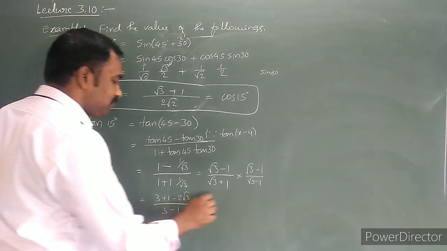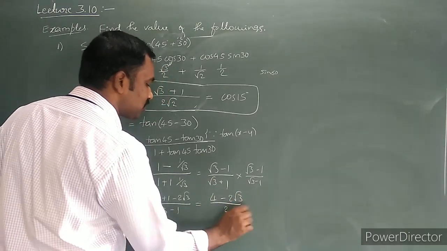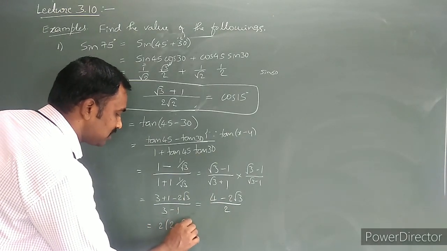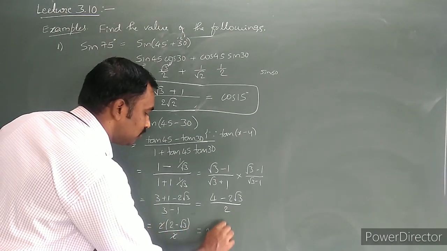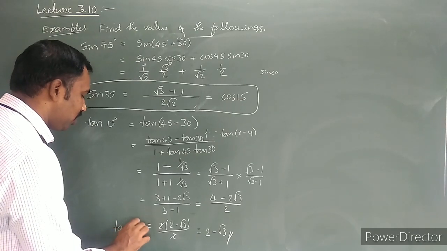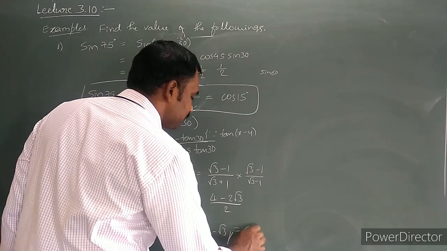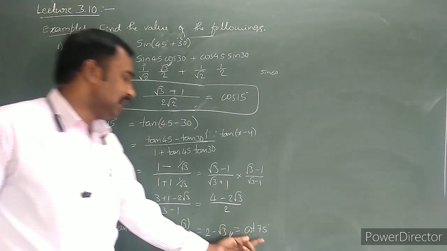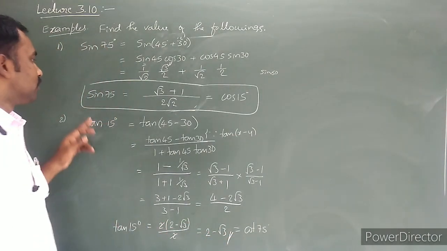So what is the value? 3 plus 1 is 4, minus 2 into root 3, divided by 3 minus 1 which is 2. In the numerator 2 is common. 2 minus root 3 divided by 2. The 2 gets cancelled. What is the value? 2 minus root 3 is the required value of tan of 15. Tan 15 value is the same as the cot of 75. Cot 75 value and tan 15 value are the same. That value is 2 minus root 3.